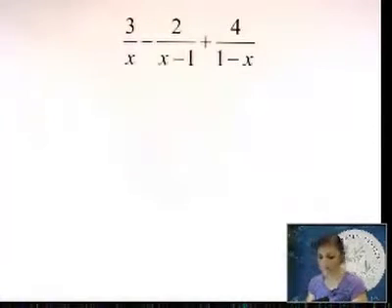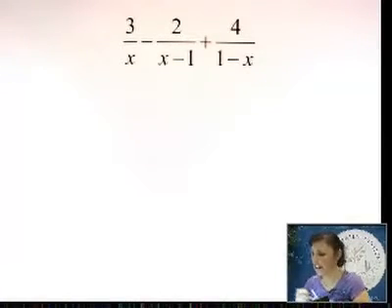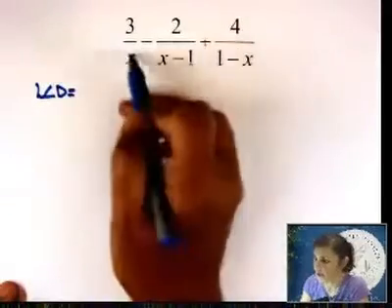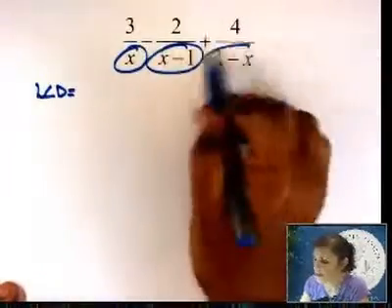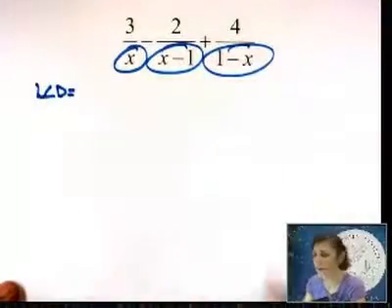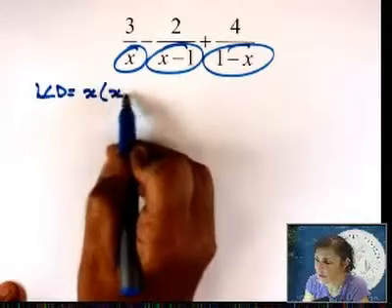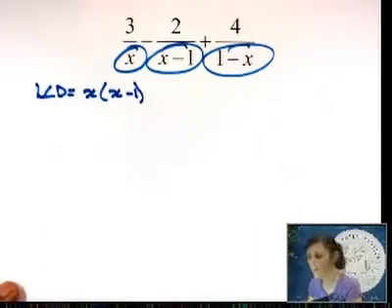Let's look at this problem. Now I'm going to get the lowest common denominator. I have an x, x minus 1, 1 minus x. I know these are off by a negative 1, so my lowest common denominator is going to be x times x minus 1. I don't have to do anything more.